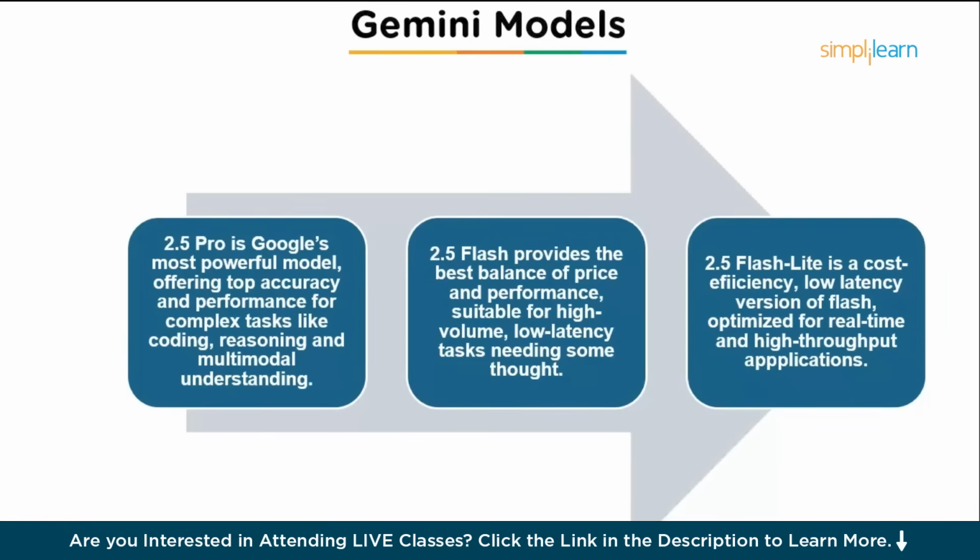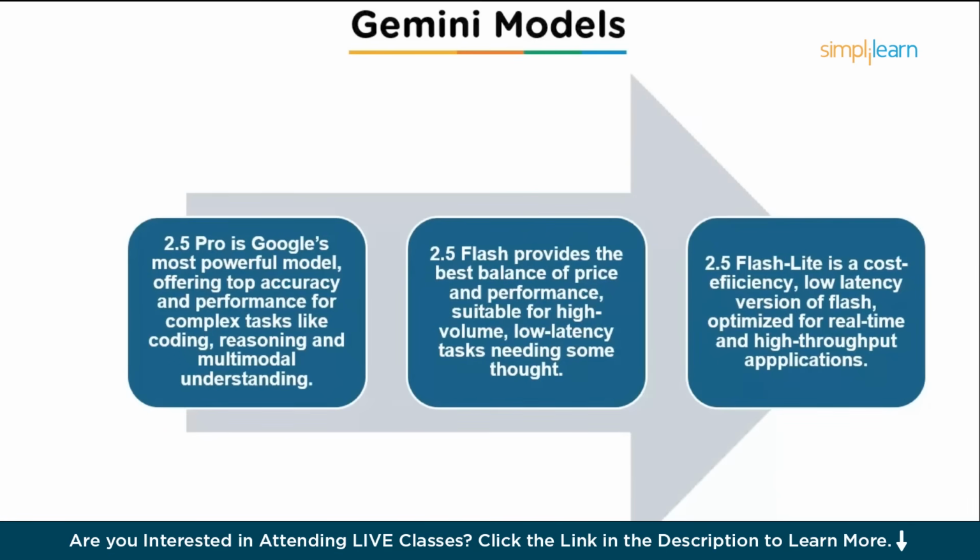Next, we have Gemini 2.5 Flash, which provides a balanced mix of performance and affordability. It's well suited for high-volume, low-latency tasks that require some level of reasoning. This makes it a great choice for businesses handling a lot of queries or generating large amounts of content quickly.